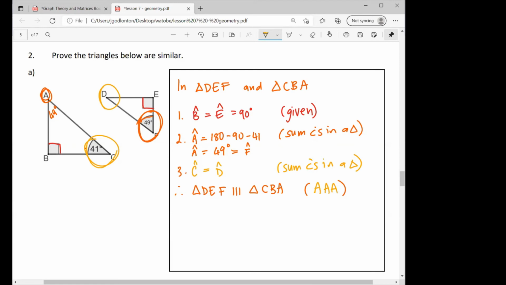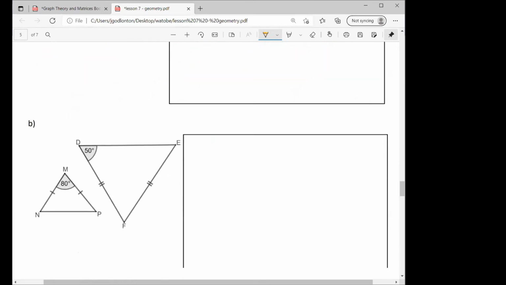Hopefully this is starting to sink in a little bit. We're going to do one more proof like this, and then we're going to look at some questions just to see whether they would be congruent or whether they would be similar. So just to get some practice. All right, I'm going to move down from here, unless there are any objections.